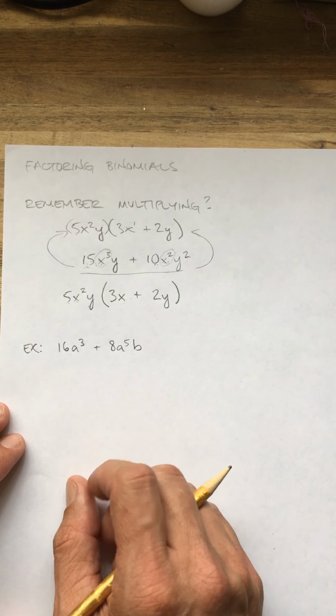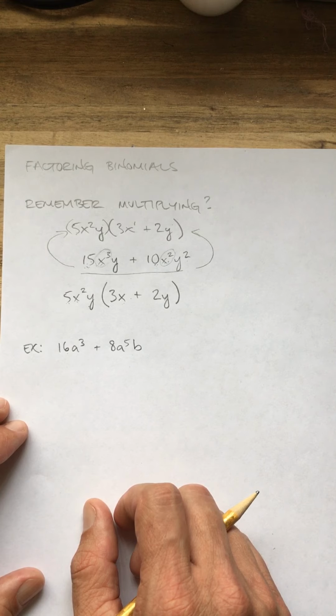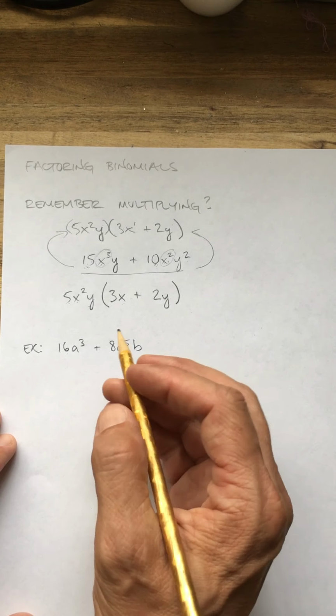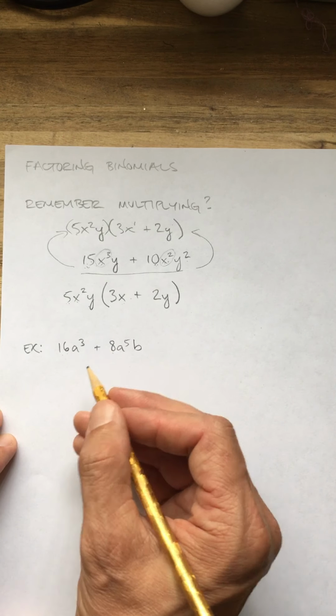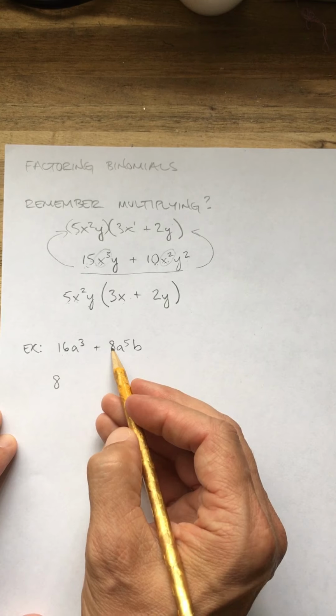If you said 8, very good. If you said 4, that's great, but that's not the biggest. If you said 2, that's true, but it's not the biggest. So I could take an 8 out of here, I could take an 8 out of here, so that's what I write down. I'm going to divide this by 8, I'm going to divide that by 8.